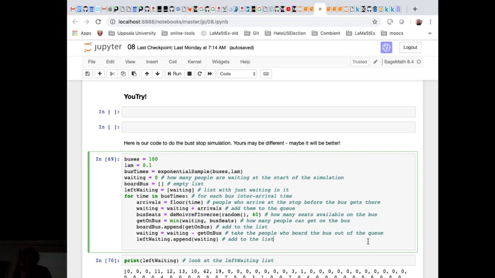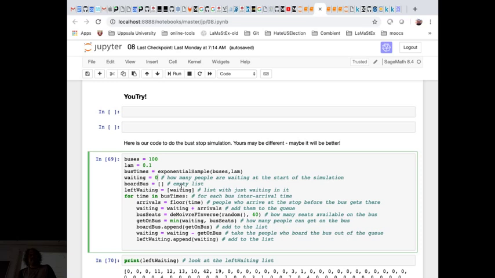So this is the solution, right? Your code could be different. I might change some parameters. So here I have bus times, right? I'm using an exponential sample. I have 100 bus arrivals. Actually, it should not be buses, 100 bus arrivals. Lambda is 0.1. And then I can simulate 100 exponential lambda random variables because we wrote all the code for this. So it's the time between buses. How many people are waiting at the start of the simulation is 0. And then board bus is initially an empty list.